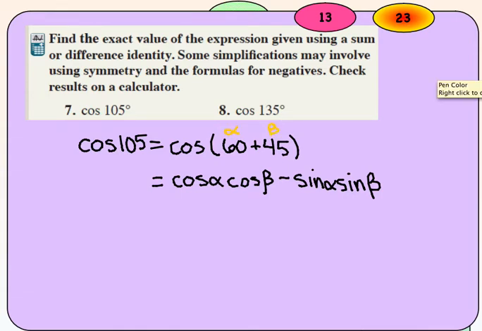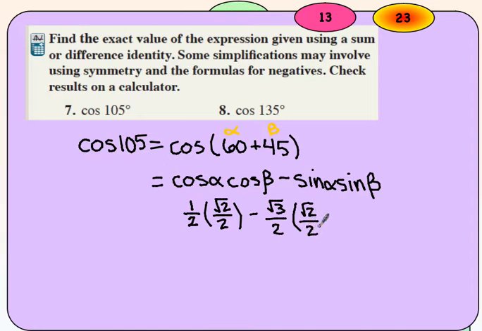Okay? So what I can see here is now I know exactly what the cosine of 60 and 45 are. So cosine of 60 is going to be 1/2. And the cosine of beta is going to be radical 2 over 2. I know that from my unit circle. Hopefully we're starting to memorize those a little bit more now that we've worked with them. And then I know the sine of 60 and 45 as well. So the sine of 60 is radical 3 over 2. And the sine of beta is radical 2 over 2.